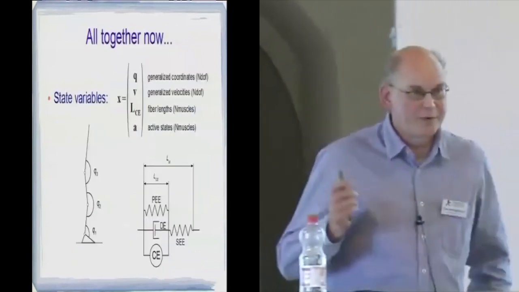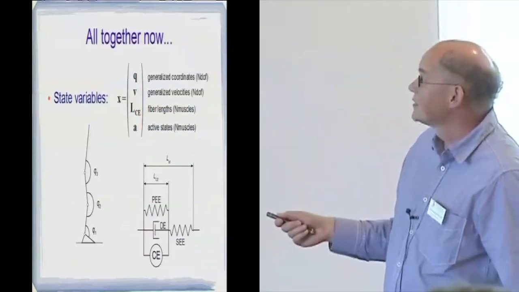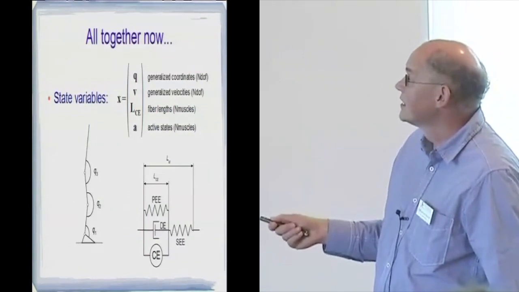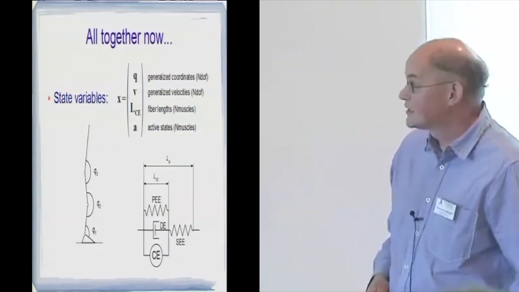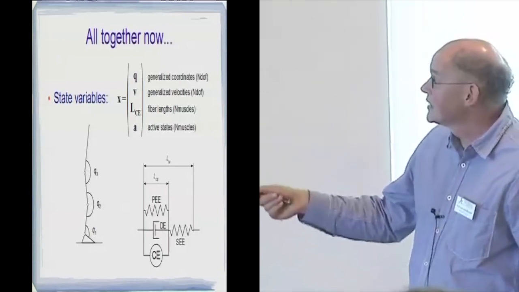Okay, so if we put all of this dynamics together, we end up with 4 sets of state variables. We have generalized coordinates, generalized velocities, muscle fiber length, and active states for the muscles. And this is typically how I arrange my state vector.